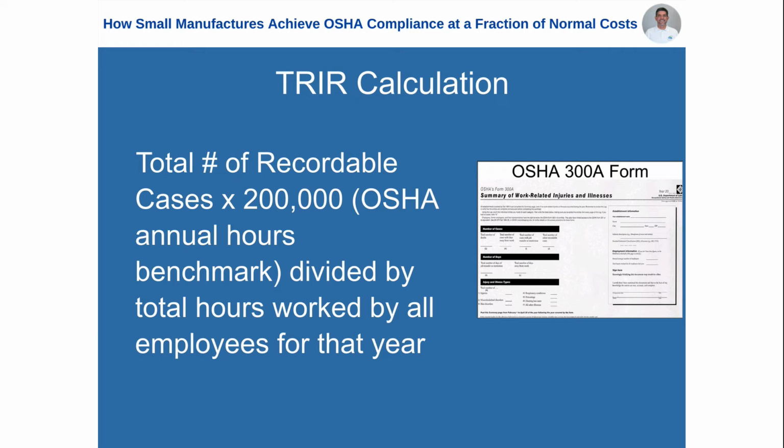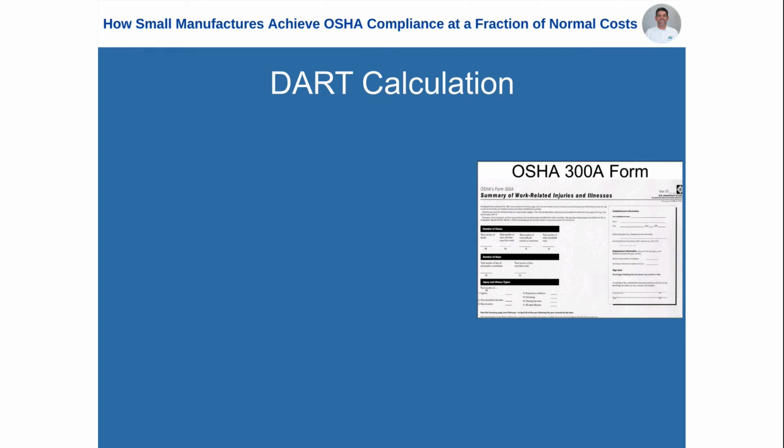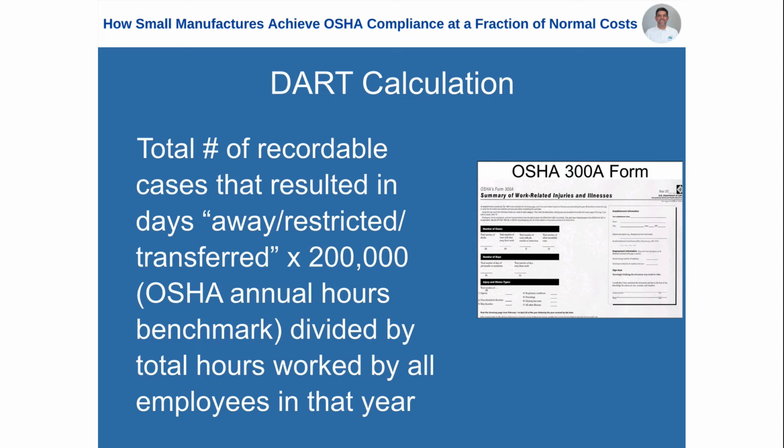Then you divide that by the total hours worked by all employees at your company for that specific calendar year. And that's all employees, from field employees and factory workers to administrative workers. You've got to add up all those annual hours and include that in the calculation. All right, now let's talk about how we calculate DART. DART's a little bit different. Again, this is the total number of recordable cases that actually resulted in days either away, restricted, or transferred, times that 200,000 annual hour benchmark divided by total hours worked by all employees in that year for the company.